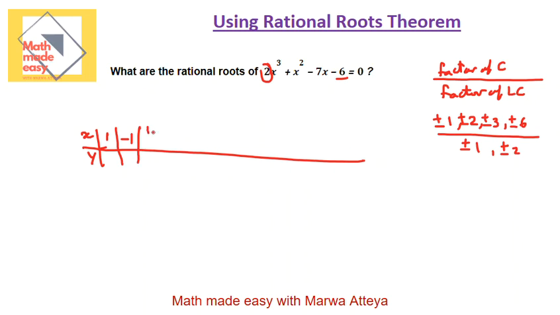Then 1 divided by 2 is half. 1 divided by -2 is -half. So I have divided 1, the positive one, by all 4 factors I have in the denominator. What about -1?